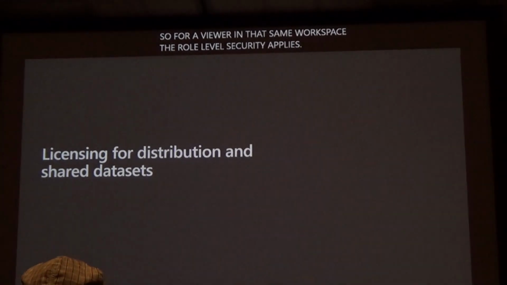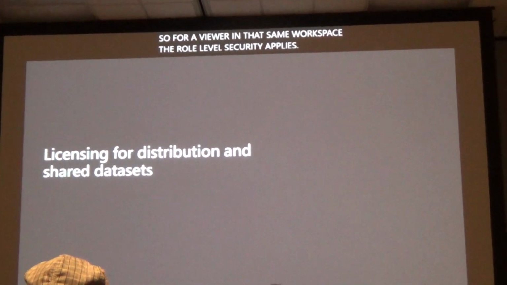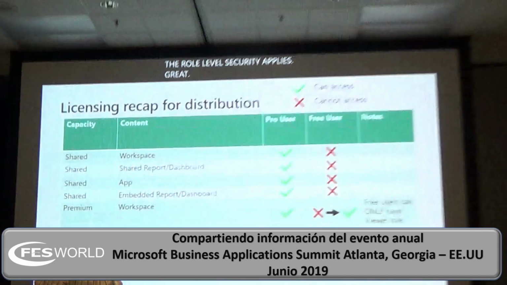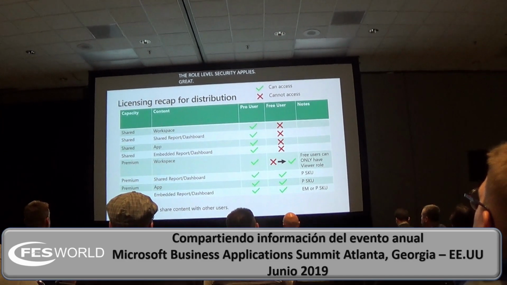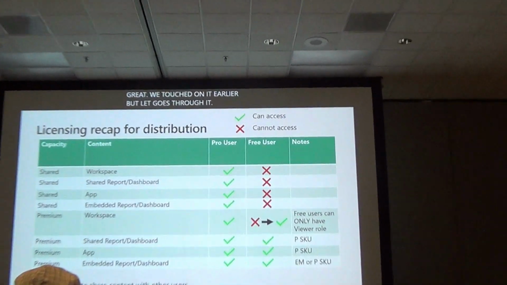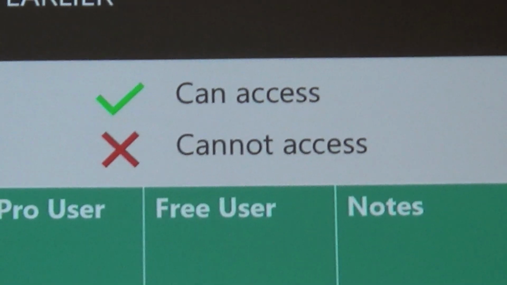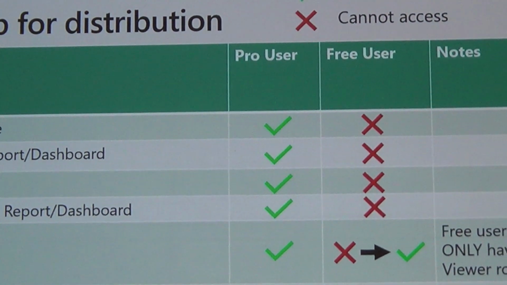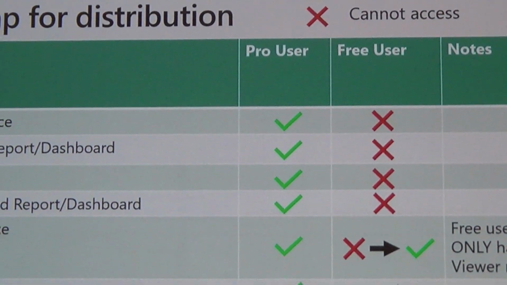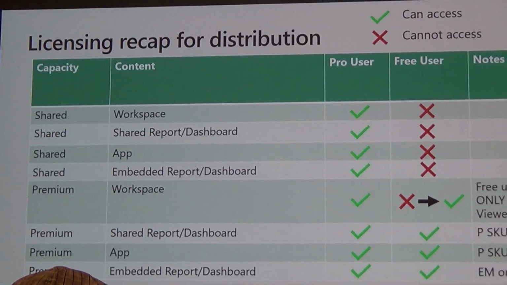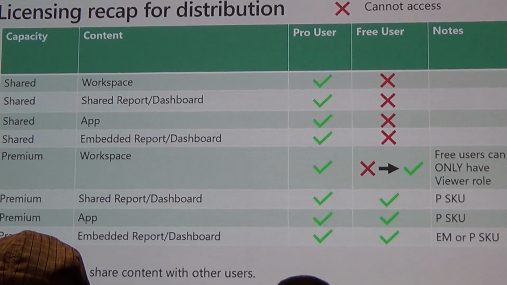Right. Okay, so now with that, let's talk a little bit about licensing. We kind of touched on it earlier in the question, but let's go through a little bit. So the check marks, green, mean you can access, and the X's, red, mean you cannot access. And so what's important is that when you have a workspace or a shared report or an app or an embedded report or dashboard, and it's in a shared capacity, the user needs a pro license.